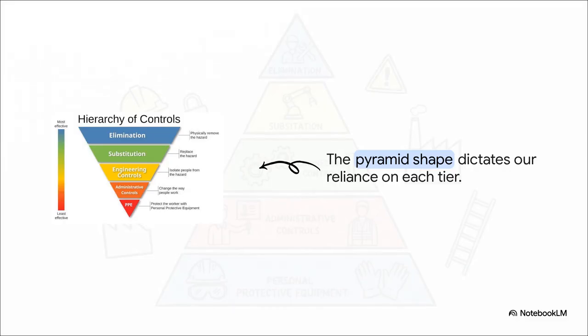And this brilliantly illustrates why the visual design of this whole concept is so powerful. That inverted pyramid shape dictates our reliance on each tier. We want our safety programs to be built primarily in that wide, blue, highly effective elimination zone at the top. We should rely the absolute least on that narrow, vulnerable red tip at the bottom. The wider the area on the graphic, the wider our margin of safety in real life.